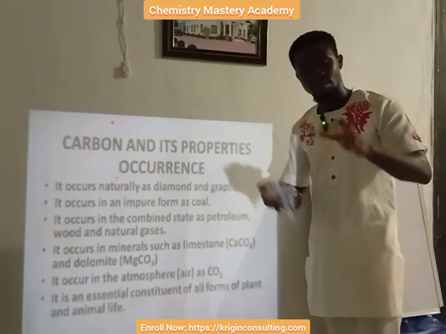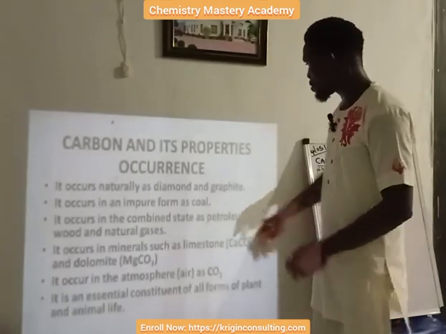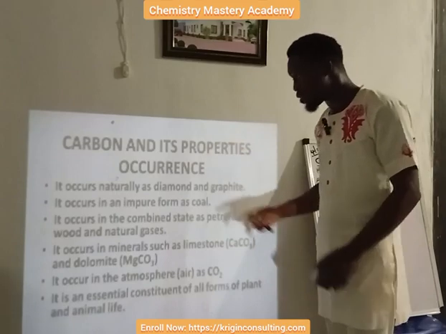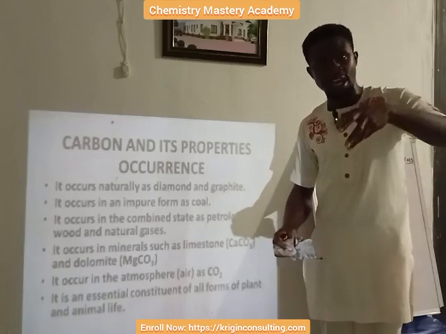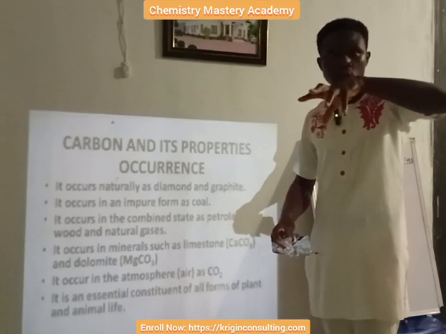So it means that carbon can occur in a free state as diamond and graphite. Then carbon can occur in an impure form in the sense that you have carbon and you have other unnecessary components.